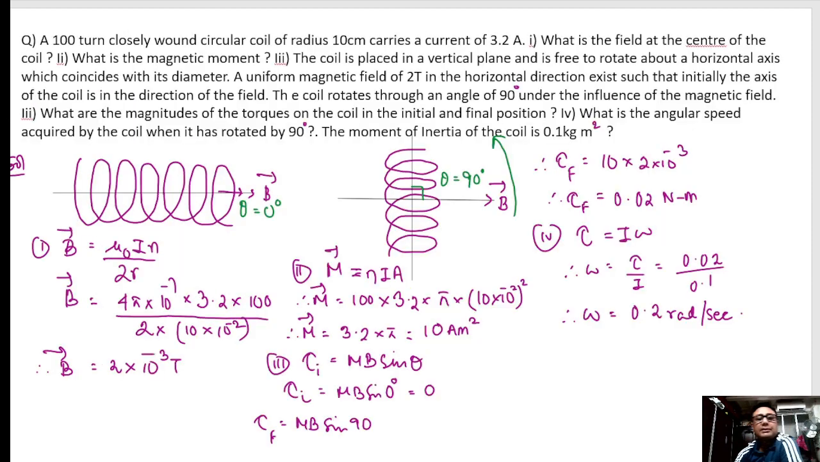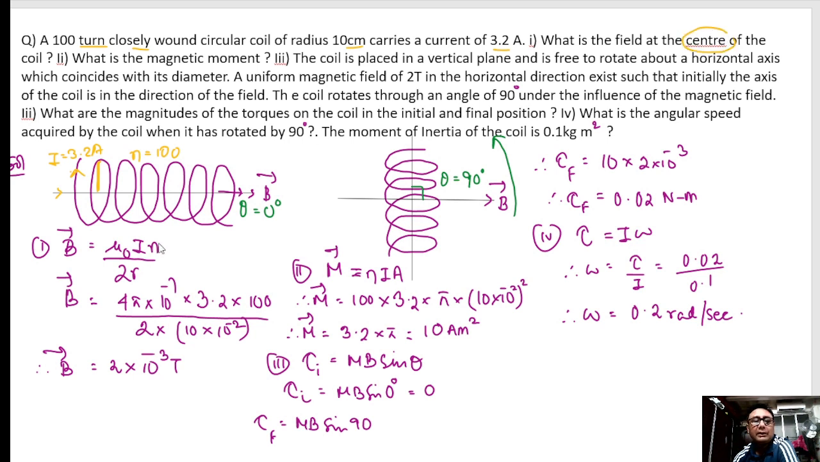Okay friends, so next see, a coil of 100 turns. This is the 100 turns, radius 10 centimeters. So the radius, this is the radius R, carries a current of 3.2 ampere. What is the magnetic field at the center?